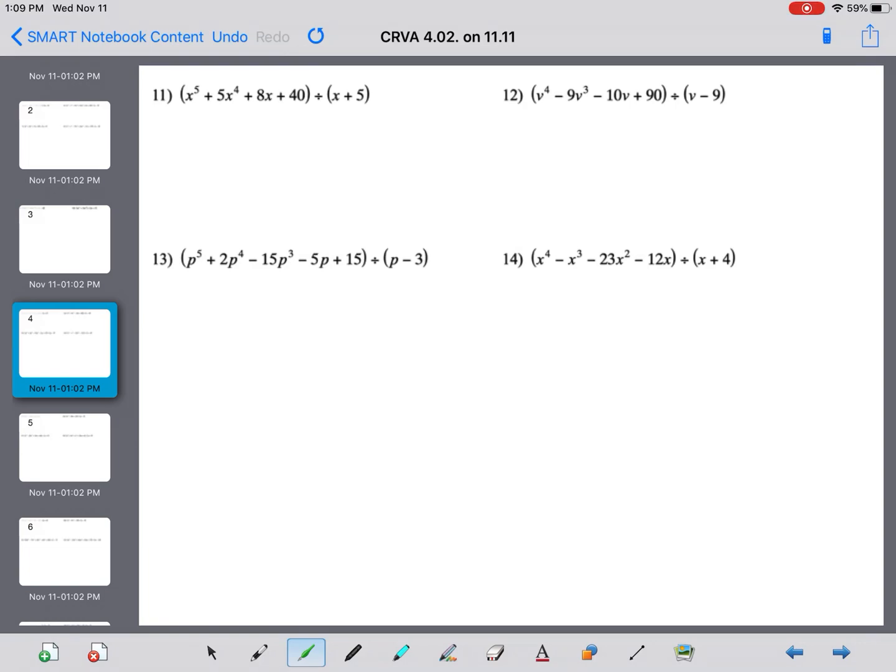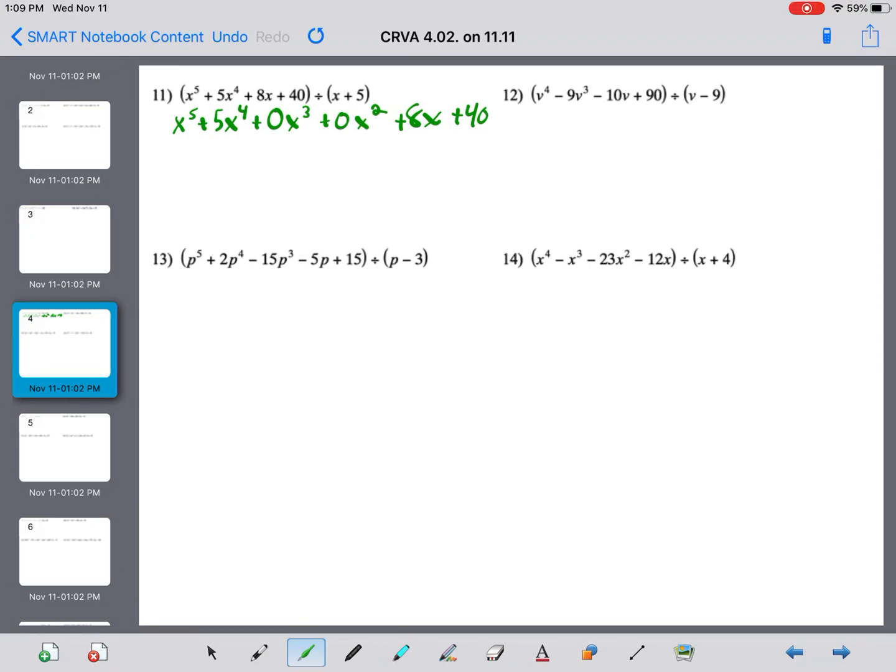All right, let's look at number 11. Number 11 is only tricky for one reason. Let me rewrite this polynomial. x to the 5th plus 5x to the 4th. Where is the x to the 3rd? There are 0 x to the 3rds. How many x squareds? 0 x squareds. How many x's? 8 x's. Constant is 40. If you're ever missing a term, you have to replace that term with a 0.